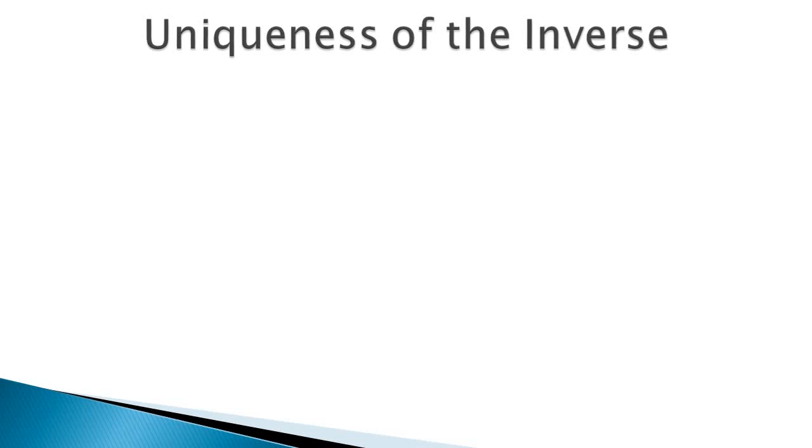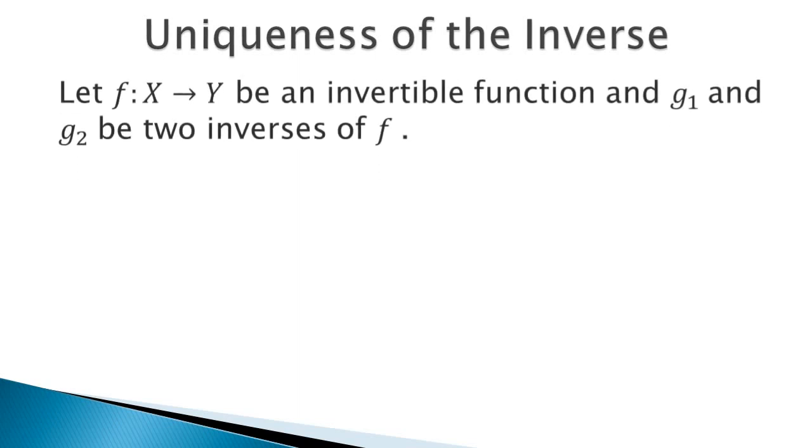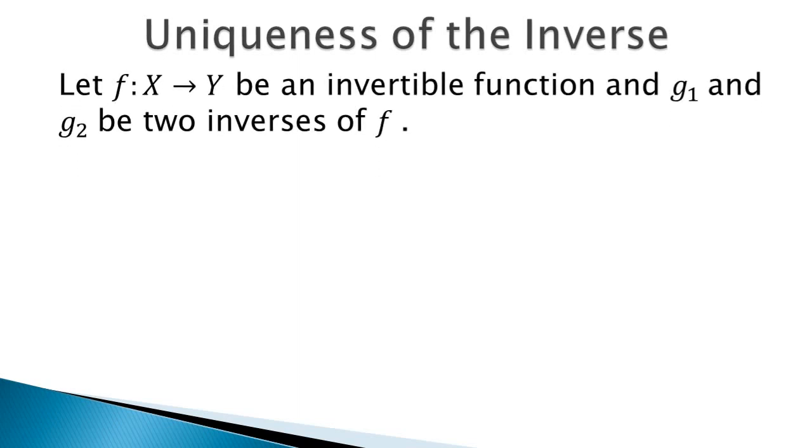Now let me proceed to the next concept, that is the uniqueness of the inverse. Let us consider a function f from the set X to Y to be invertible, and let us consider z1 and z2 to be two inverses of f. Now we try to show that these two inverses are actually the same one. There cannot be two different inverses of a single invertible function.